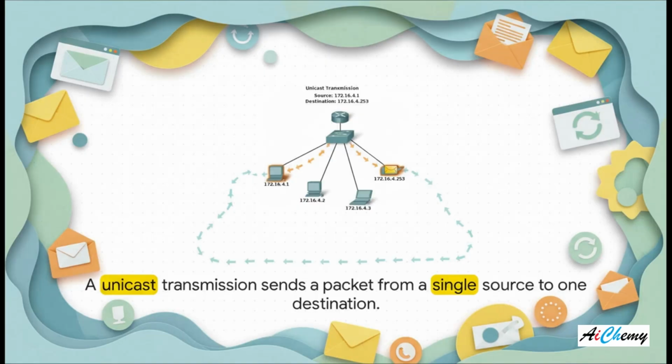And for most of the things we do online, like sending an email or loading a web page, the delivery is what's called a unicast transmission. It just means the packet is being sent from one single source, your computer, to one single destination. Simple as that, a direct one-to-one delivery.